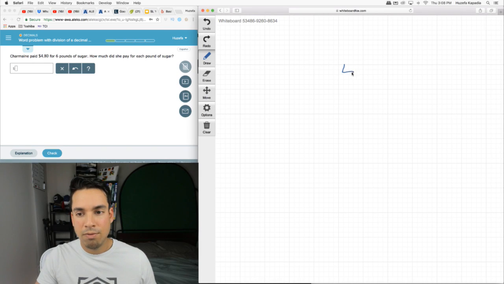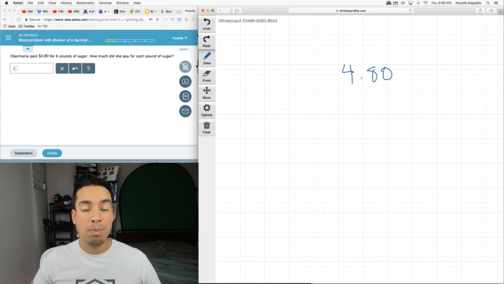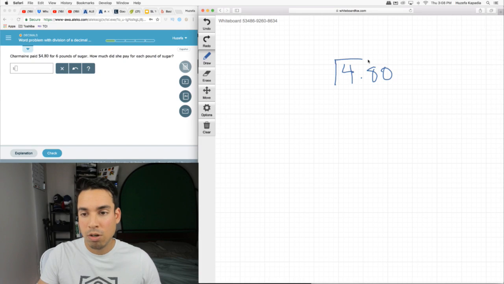All right, now we've got $4.80 for 6 pounds of sugar. How much did she pay for each pound of sugar? So we want to know the price per pound. Whatever comes after the per, that's what we're dividing by. So we take the price and we divide that price by 6. Before I do anything, I'm going to take that decimal, boom, plop it right on top. And now let's do our division.